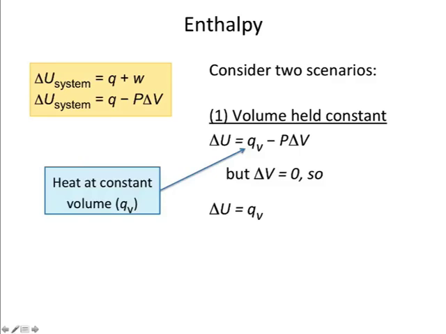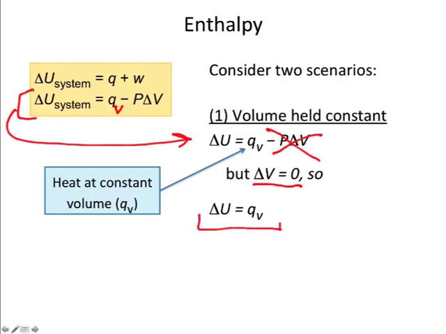So now let's envision two scenarios. In the first scenario, volume is held constant. So if we just take this equation and rewrite it over here, but then we're going to put a little subscript on Q, V, for constant volume. So that's what this means. We're prescribing the path that the heat transfer takes by saying it's at constant volume. Now, since it's at constant volume, that means delta V is 0, and that means this whole term right here just drops out. So you're left with the change in internal energy is equal to the heat at constant volume.